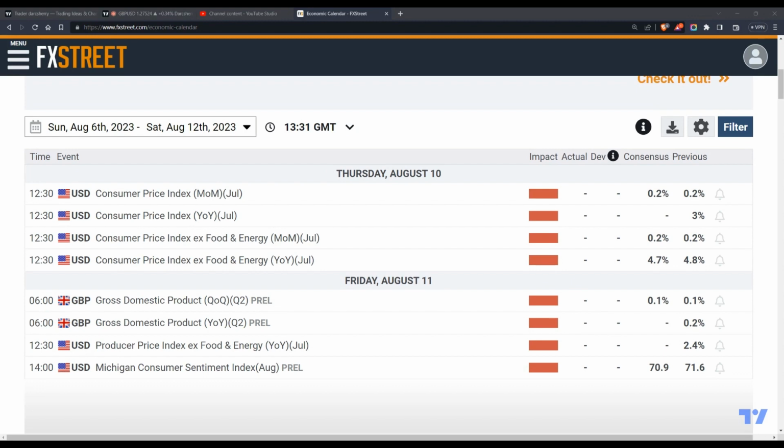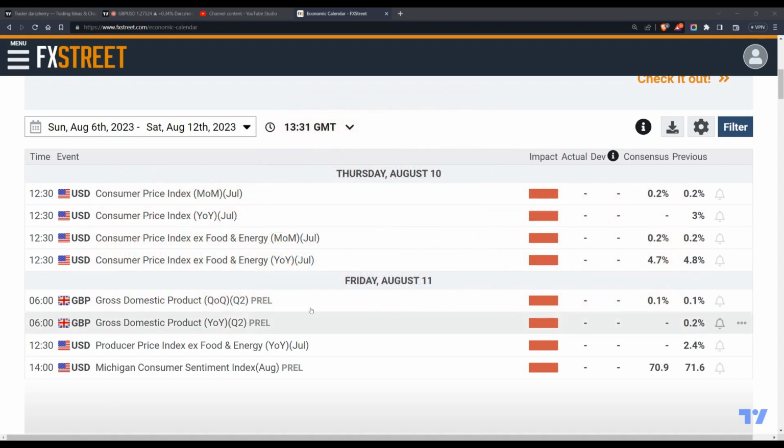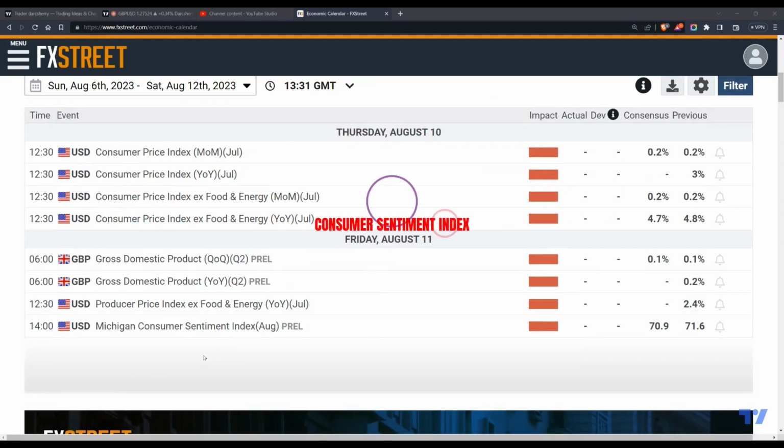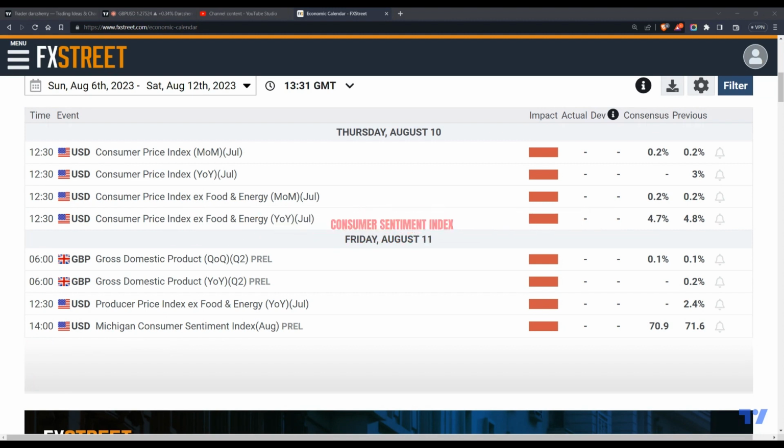Then on Friday, August 11, we have the gross domestic product for quarter two from the United Kingdom, which of course provides insight into the overall health of the United Kingdom's economy, impacting investor sentiment and influencing trading decisions as well. Then later that day, we have the Michigan Consumer Sentiment Index, which gauges consumer confidence, which has a direct impact on consumer spending and economic growth.